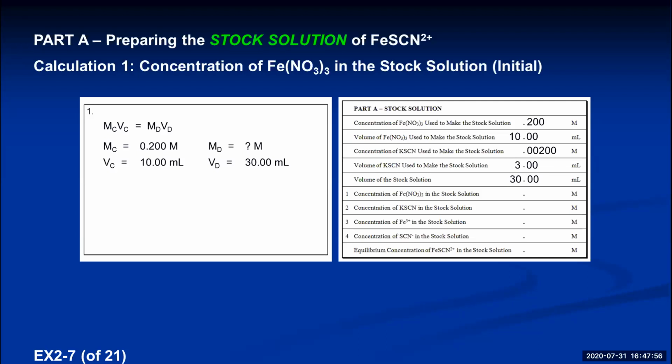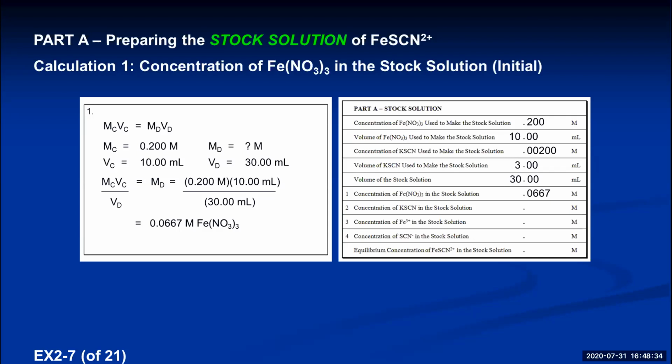So all you have to do is take the dilution equation at the top and solve it for M sub d. So I'm going to multiply 0.200 molar multiplied by 10.00 milliliters divided by 30.00 milliliters. I don't need to switch the milliliters into liters because whether I do milliliters divided by milliliters or liters divided by liters, it's the same ratio. Milliliters just cancel out. My answer will come out in terms of molarity, and I get 0.0667 molar iron 3 nitrate. So we're preparing a stock solution that is going to be initially 0.0667 molar of iron 3 nitrate.